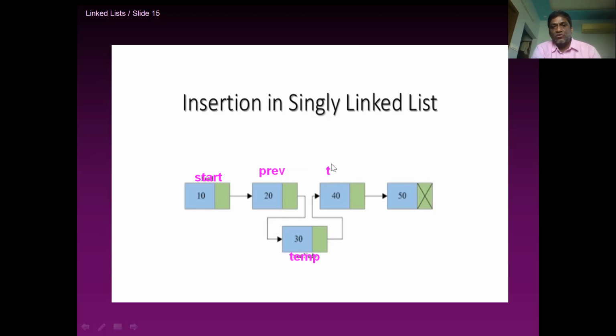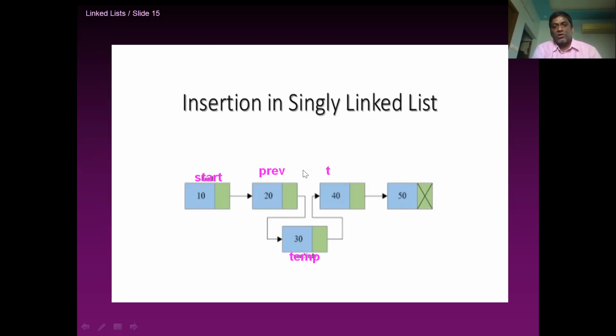When T is moved forward, another temporary pointer, let us say previous, follows it. So when T is here, previous is also here. When T moves forward, previous remains here. When T moves here, previous follows it. If T moves here, previous follows it. That means previous comes over here, and so on. So previous always points to the node which is previous to T.